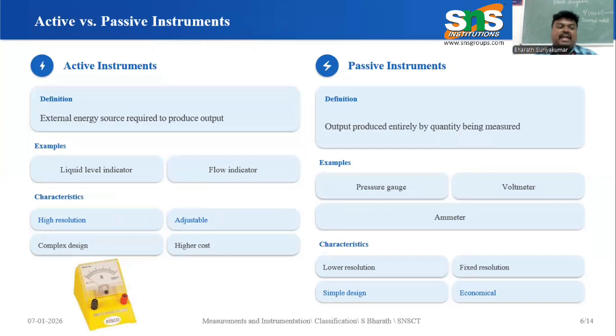The second type is active and passive elements. In active elements, an external energy source is required to produce the output. In passive elements, the output is produced entirely from the quantity being measured. Examples of active elements are a liquid indicator, a flow indicator, etc. And passive elements include a pressure gauge, voltmeters, etc. The characteristics of active elements are high resolution, adjustability, complex design, and higher cost. The characteristics of passive elements are lower resolution, fixed resolution, simple design, and economy.